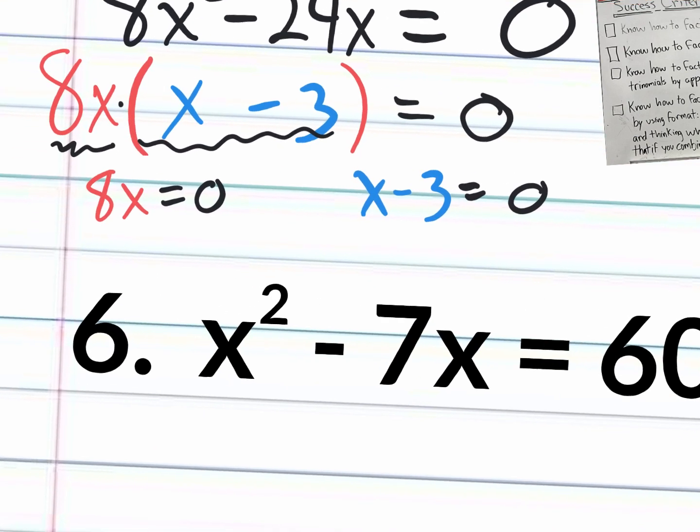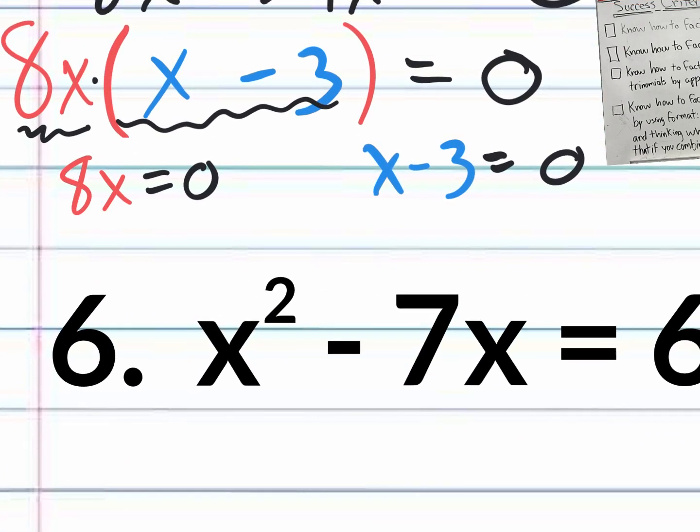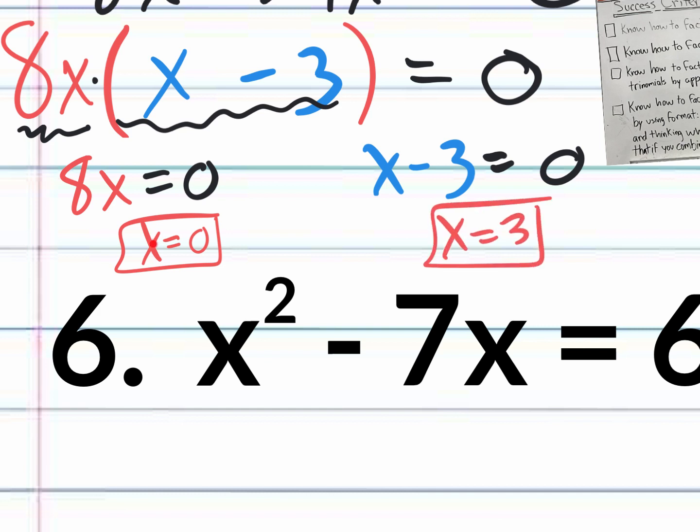Now, I am running out of space here, so I'm just going to write my answers. What is my answer to this one when I divide by 8 and divide by 8? What's my answer? X equals 0 divided by 8. What's that? 0. And the other one, if I go plus 3, what do I get? X equals 3. And those are your two answers. And again, type them with a comma with no spaces between your terms. X equals 0, comma, X equals 3.